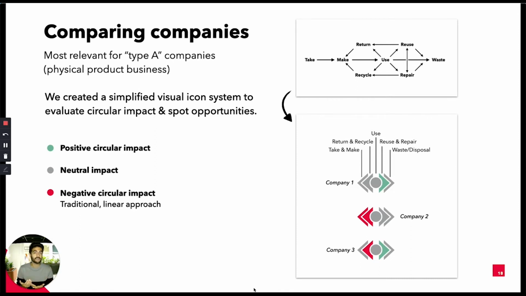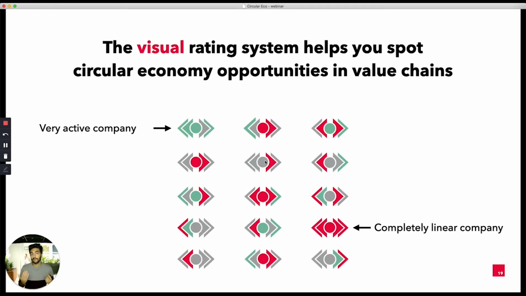And for each of these phases, you can have a positive circular impact, a neutral impact, or a negative circular impact, so a traditional linear impact. And we have some KPIs that can be used as a basis to make this distinction if you're positive or negative, which you can check out in another video. But essentially, this can help you quickly benchmark where you're performing well and where there might be other opportunities. It's also a very simple rating system that can help you spot opportunities across companies in the same value chain.